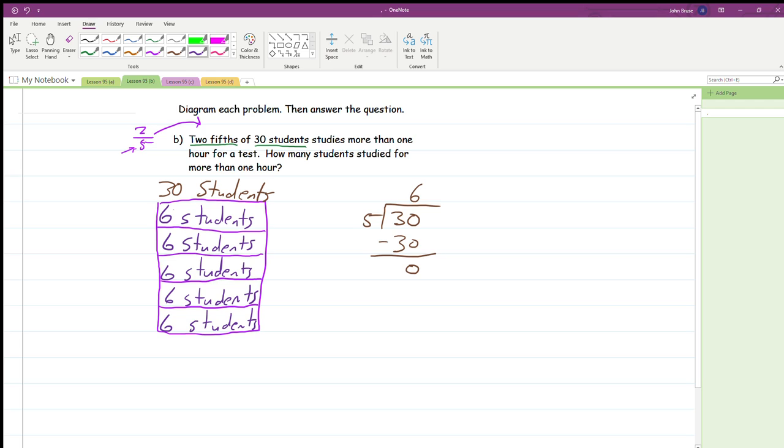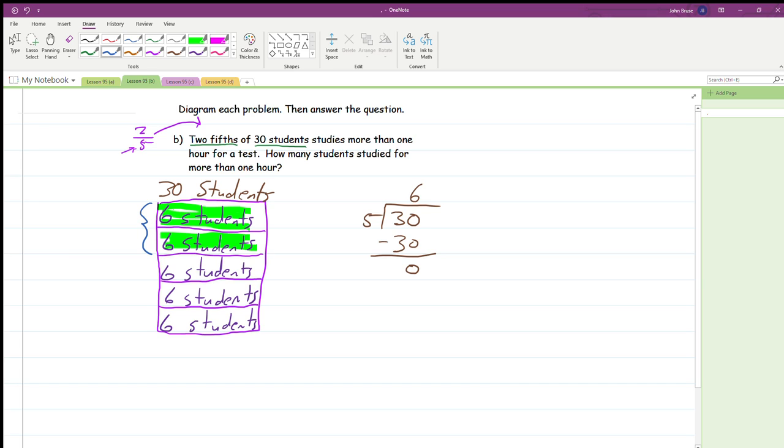Okay, and it says 2/5 of the students, of the 30 students, studied more than 1 hour. So let's find out how many that would be. So it would be 2 of these boxes. So let's go ahead and highlight. There's 1 box, and there's 2 boxes. So this part shows me the 2/5 that studied for more than 1 hour.